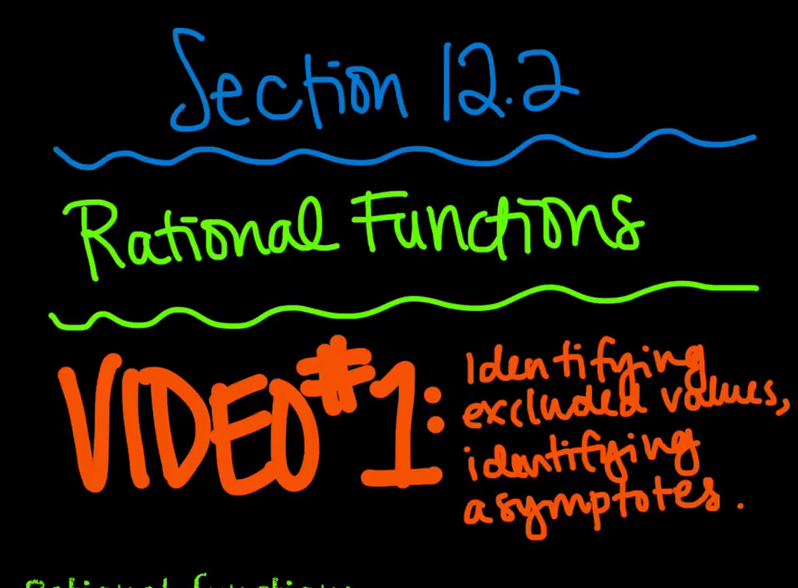Welcome to section 12.2. This is rational functions, and this is the first video of 3. You will be identifying excluded values and identifying asymptotes. So we're going to be looking at a lot of new information in regards to this chapter. We haven't done much like this so far this year.